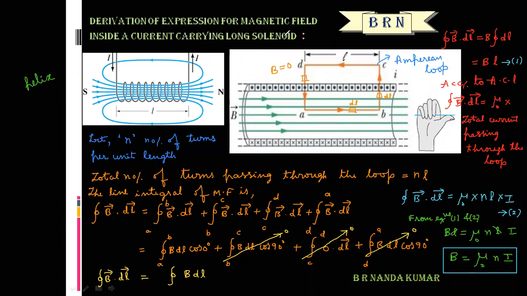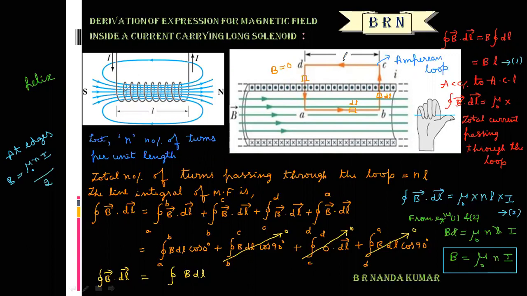So what is the meaning of solenoid? Insulated copper wire wound closely in the form of a helix. Magnetic field inside the current carrying solenoid is mu naught Ni. Actually, at the edges, the magnetic field is mu naught Ni divided by 2.